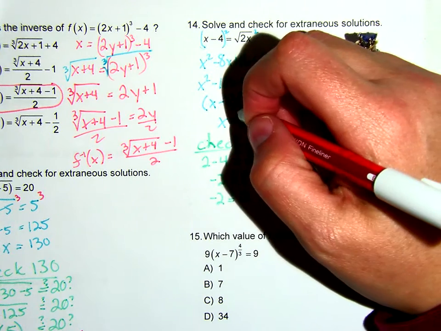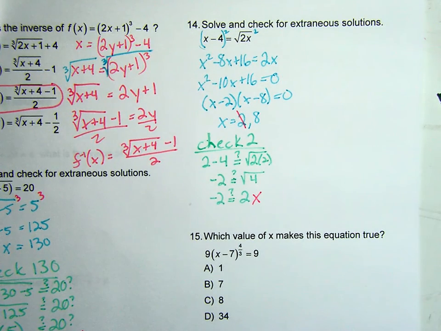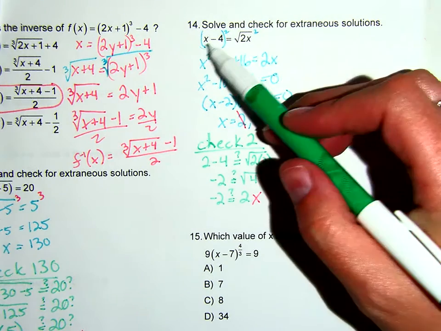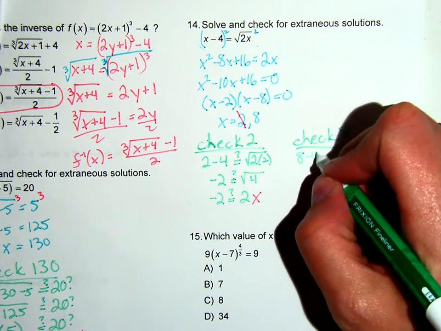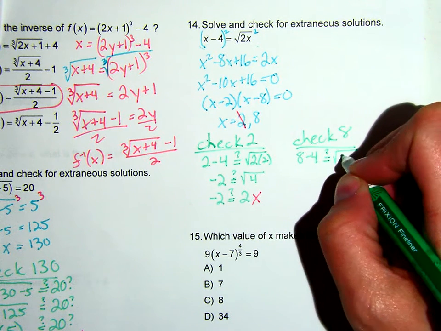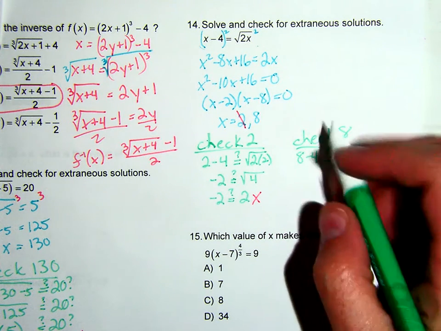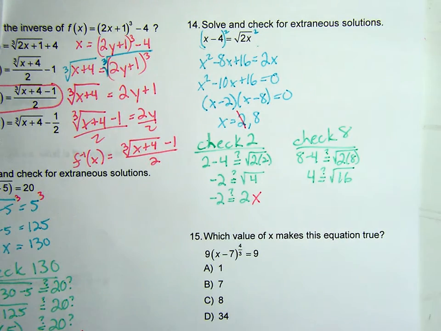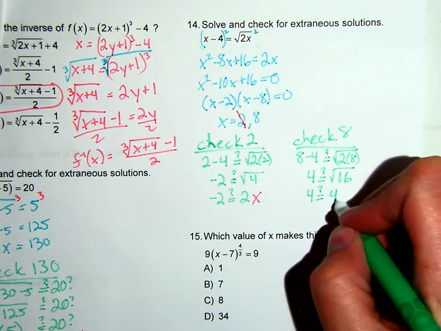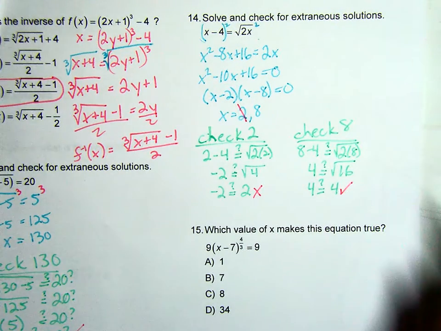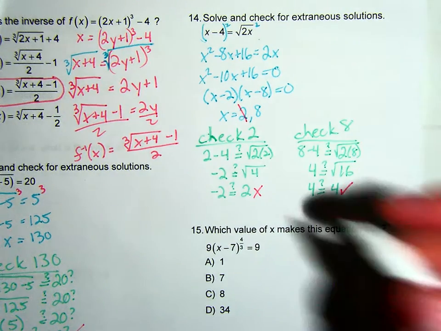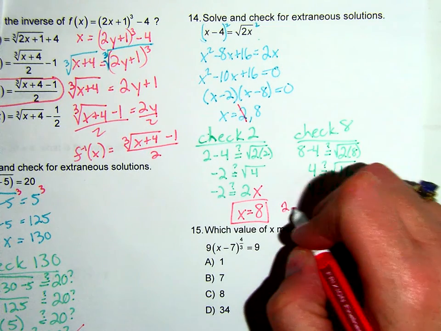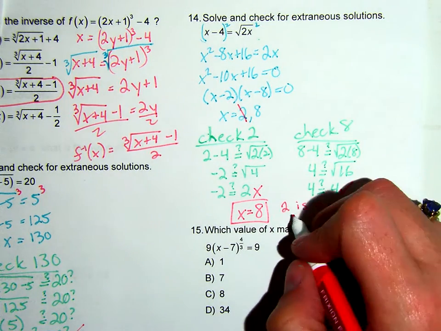So we come back up here and we cross off our 2 as a possible answer. We now need to check 8. So we take 8, plug it back into the original. So 8 minus 4, does that equal the square root of 2 times 8? 8 minus 4 is 4. Does that equal the square root of 16? The square root of 16 is 4. So does 4 equal 4? Yes, it does. So 8 is a solution. X equals 8 is our solution. This means 2 is an extraneous solution.